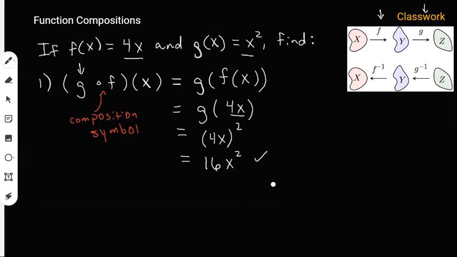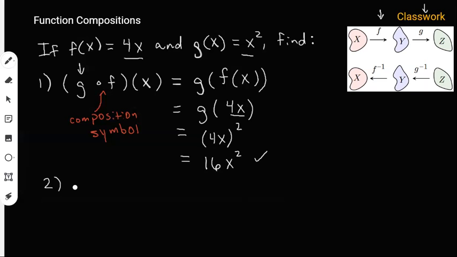So what I'm doing is I'm starting off with f of x, and I'm actually putting it inside of g of x, right? So we're taking the entire function of f and we're placing it inside of the function g. So I hope that makes some sense, or at least it does to me. I don't know if it does to you, but that's function composition in a nutshell. Okay, let's try number 2.